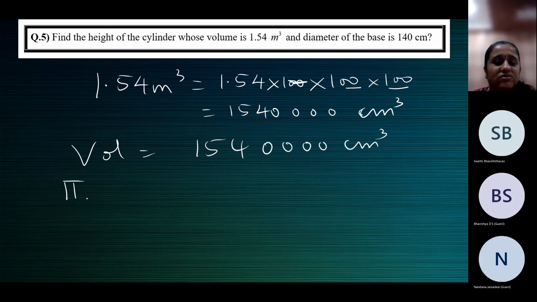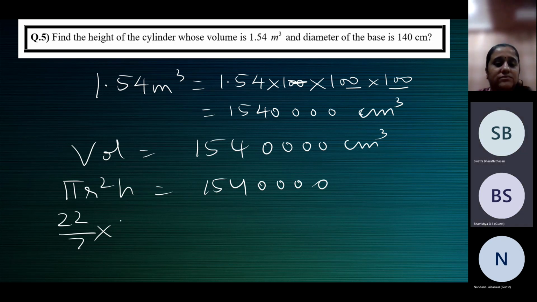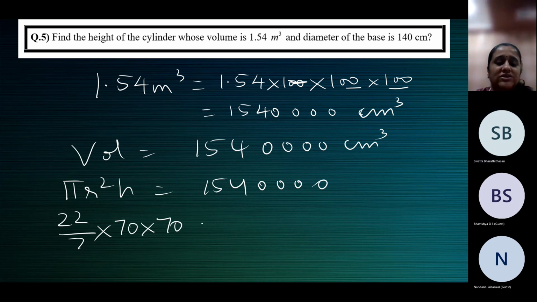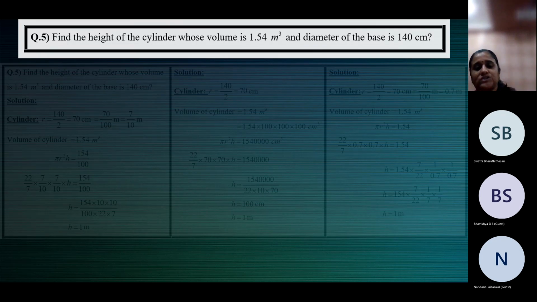Now volume of the cylinder is pi r square h. Volume is nothing but pi r square h, because it is a cylinder, equal to 154 followed by 4 zeros. So 22 by 7 into what's the radius? Diameter is 140, so what's the radius? 70. 70 into 70 into h is equal to 1540000. That's all. Just solve this and find the value of h.